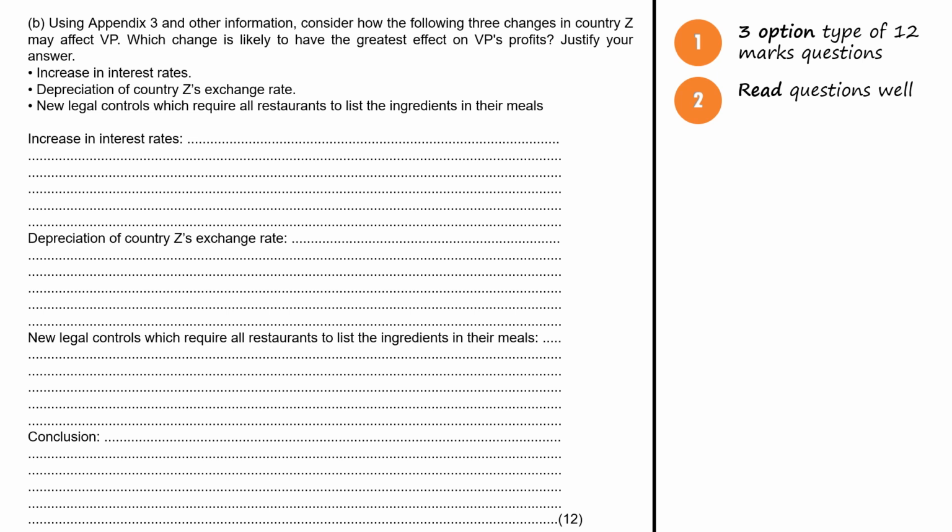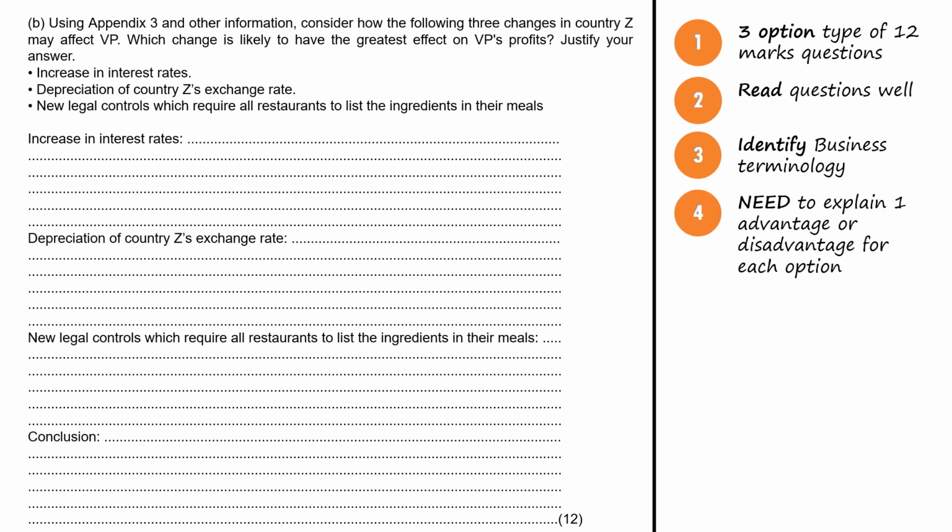Now we will have to recommend which has the greatest effect on VP's profit, and you will have to justify your answer. D'accord? Our business terminology is referring to economic spot, interest rate, exchange rate, etc. You need to explain one advantage or disadvantage for each option. Soit l'avantage, dépend comment je peux expliquer, ok? Soit advantage or disadvantage, mais you will have to explain well.